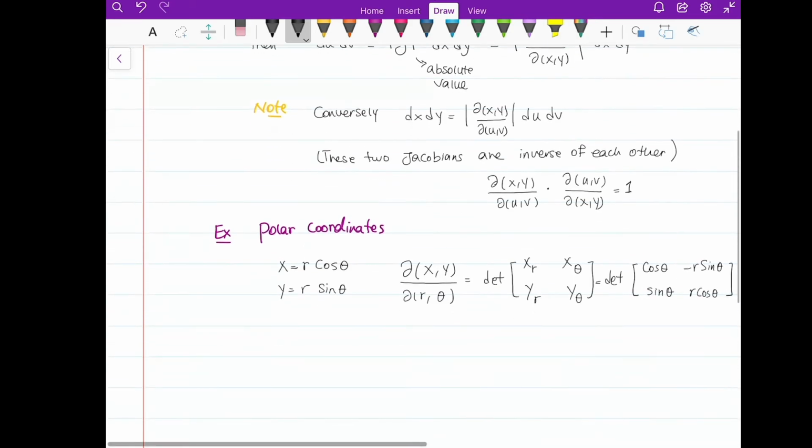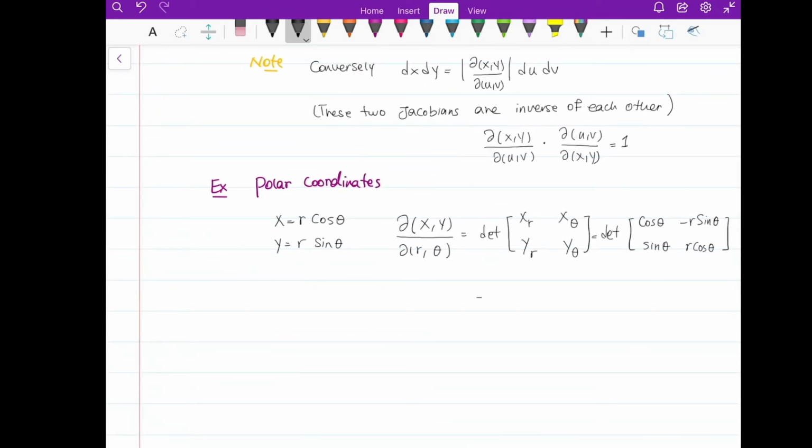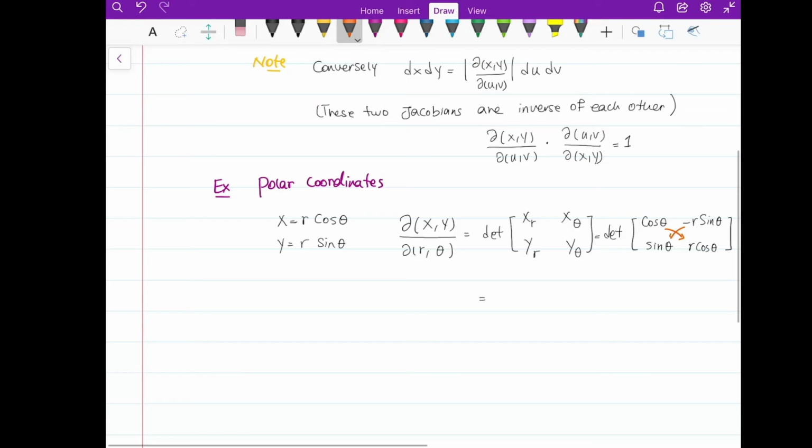Now let's see, what is this determinant? I'm going to multiply like this to find the determinant, minus that. So it would be r cosine squared theta, negative and negative is positive, r sine squared theta. So I can factor out r times cosine squared plus sine squared of theta. This is 1, and so the answer is just r.